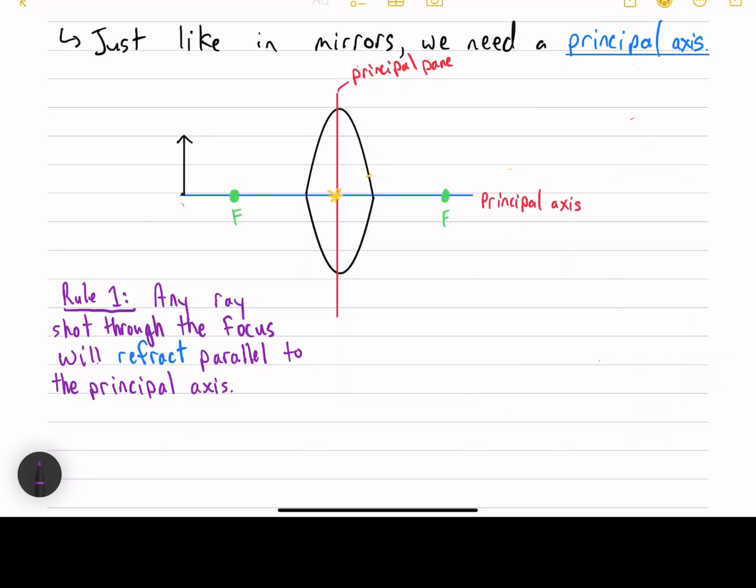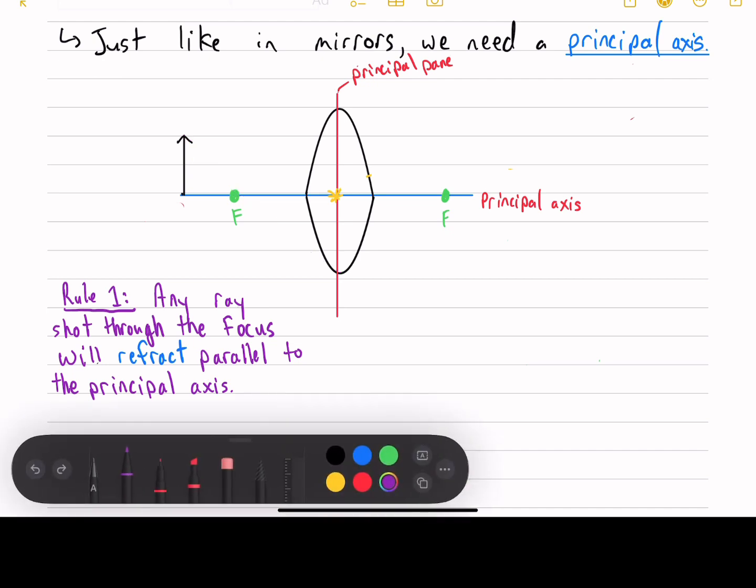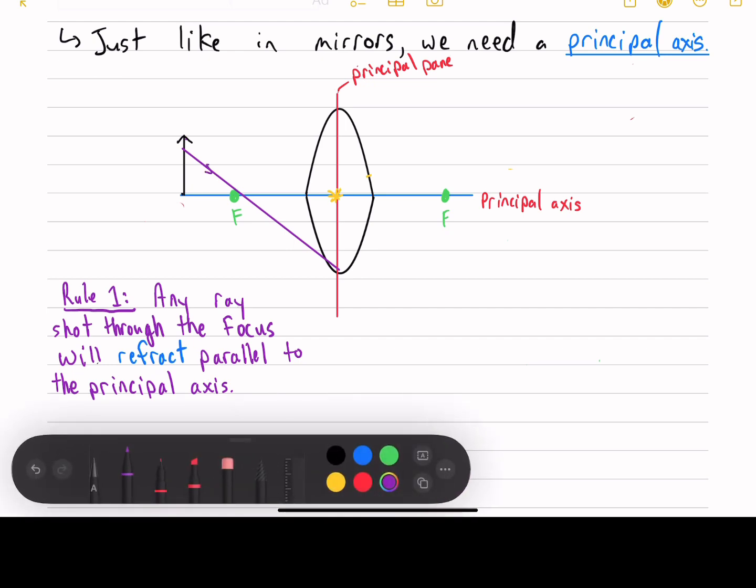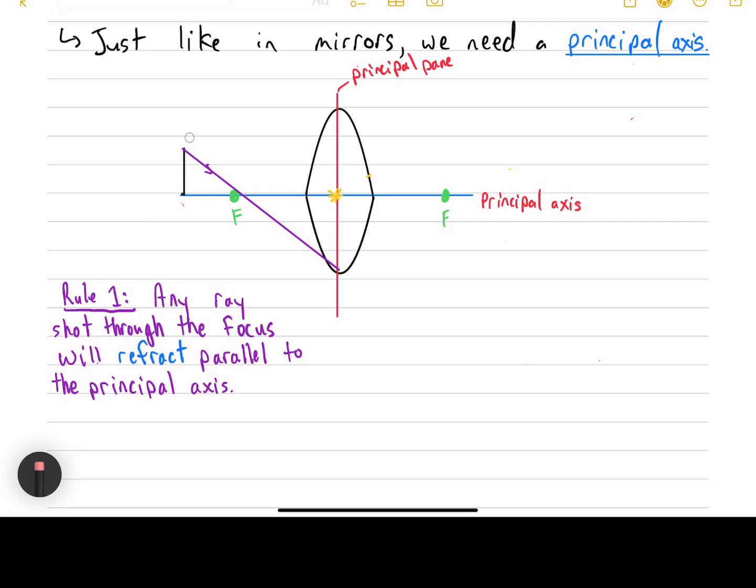So the first rule states that any ray shot through the focus will refract parallel to the principal axis. So let's say I drew an incident ray that goes through the focus over here. And let me angle that a little bit better. So let's say something like that. Okay. And here is the incident ray. I'm going to change the height of the object so that it's a little bit more realistic.